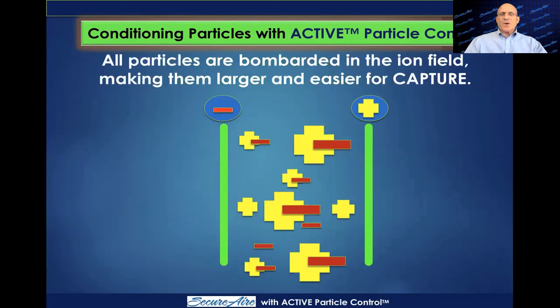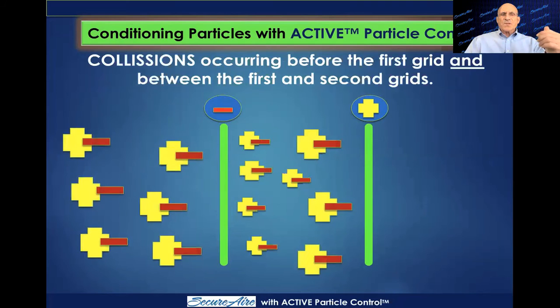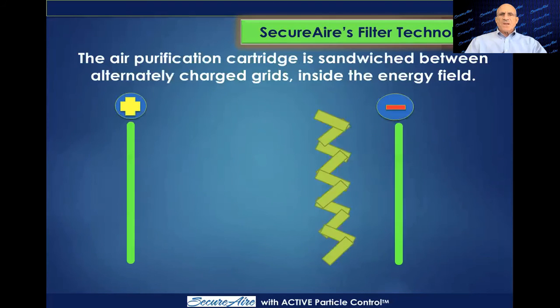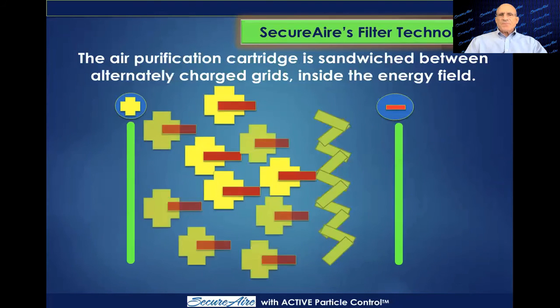We make some of them larger. They get larger because of having these collisions in a second way. So we have the particles before they get to the first grid being caused to speed up or slow down and cause collisions. We have particles in between the first and second grid colliding with each other, getting larger. And now we have a significant number of very large particles that are going to have enough mass to break through that second grid. Once they break through the second grid, now they're next to the cartridge.